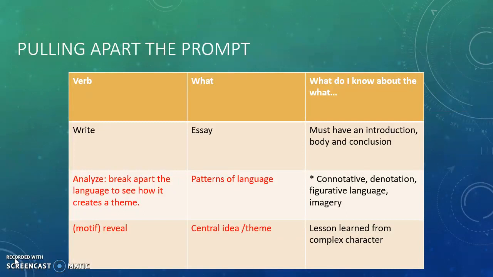Remember when we pulled apart the prompt? You have a blue sheet that should be in your notebook somewhere. On the left side, you have verb. On the right side, you have what. And some of us even extended it to a 3-column chart. So, verb, write. What are you going to write? Essay. Well, what do you know about the essay? You know you need to have an introduction, a body, and conclusion. Let's go down to the next one.